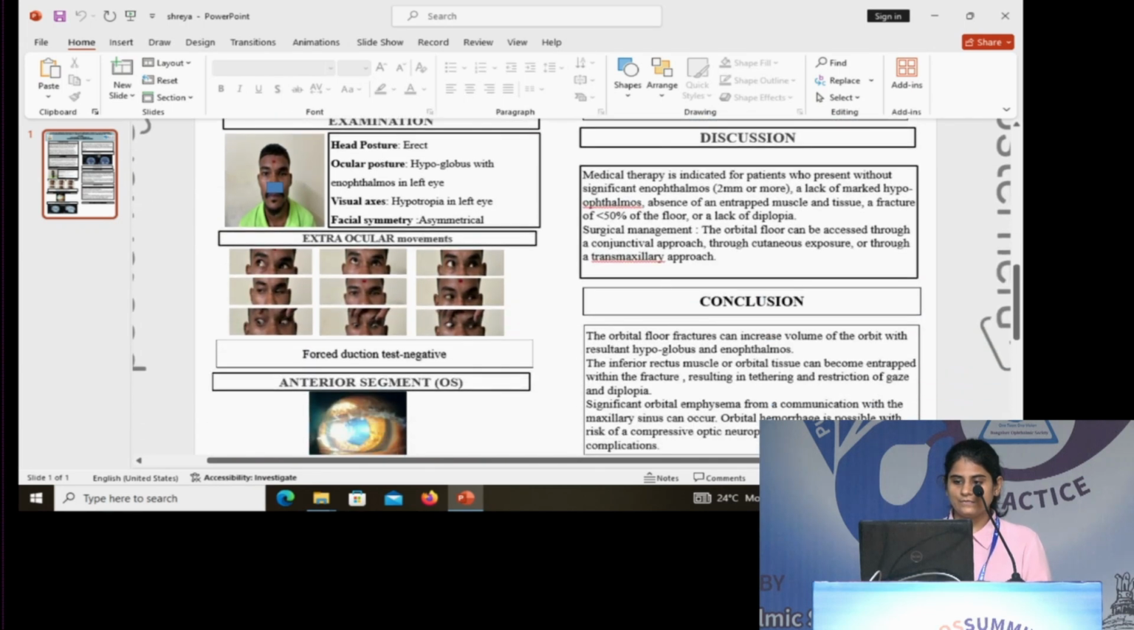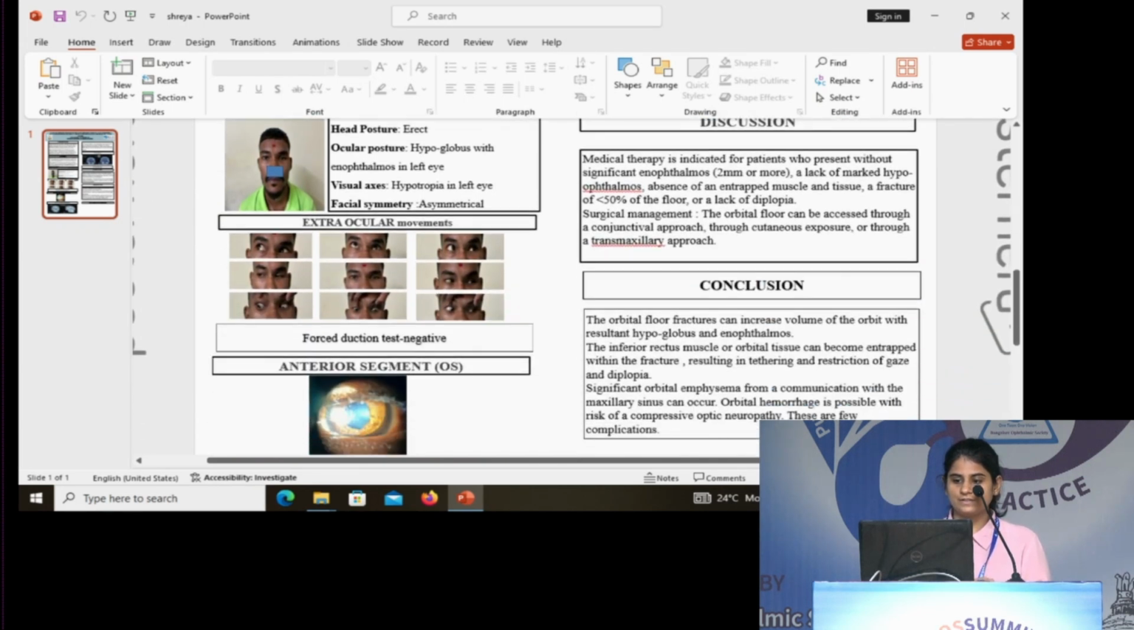The orbital floor fractures can increase the volume of the orbit with resultant hypoglobus and enophthalmos. The inferior rectus muscle or orbital tissue can become entrapped within the fracture, resulting in tethering and restriction of gaze and diplopia. Significant orbital emphysema from a communication with the maxillary sinus can occur. Orbital hemorrhage is possible with the risk of compressive optic neuropathy. These are a few complications.